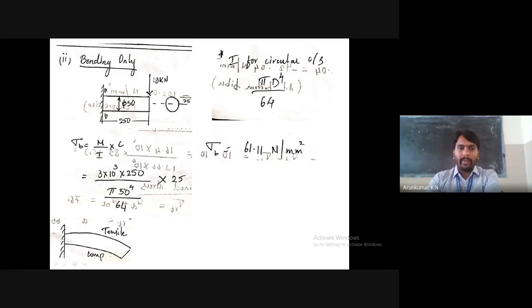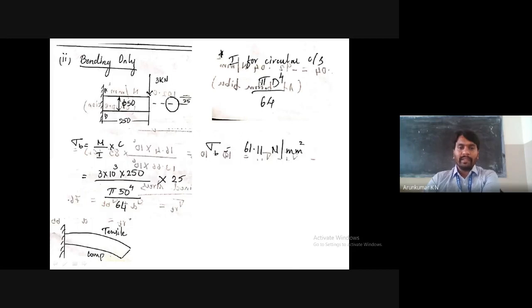Look at this. When you apply the load like this, it will undergo deformation like this, just like a book. If you take a book and apply the load, it will deform like this. Top will be tensile, bottom will be compression. Clear? This is the main thing we need to analyze at the end. If the problem appears for 10 marks, up to here you may get 5 marks. The remaining 5 marks are for analyzing and finding the final stress.